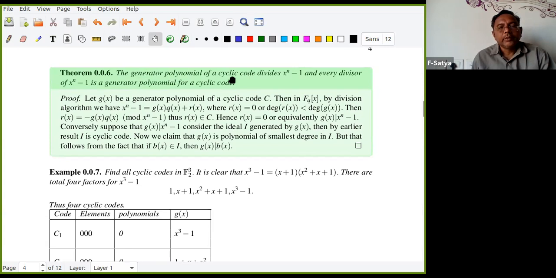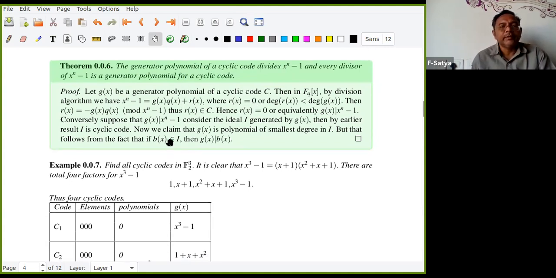Okay, anyhow, so what this theorem is saying is that the generator polynomial is a divisor of x^n minus 1, and every divisor of x^n minus 1 gives one cyclic code, a generator polynomial cyclic code. So there is a one-to-one correspondence between the divisors of x^n minus 1 and cyclic codes. That much only. I'll explain now with examples.